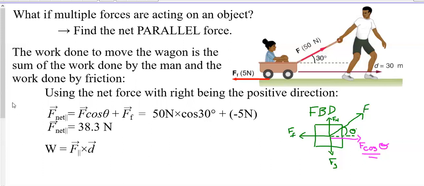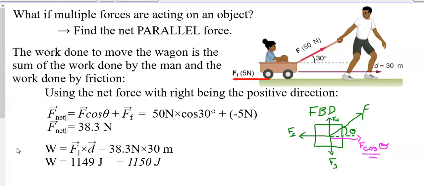If you work it into the work equation, our net force is now parallel. I don't have to worry about multiplying again by some cos of an angle. So this net force is in the x direction only. This wagon's only traveling in the x direction. So I can just take my answer there, my 38.3 newtons, multiplied by the displacement of 30 meters, and that'll give me the exact same result as the other way of doing it. Whichever way you decide you want to do this problem is up to you. Both cases are 100% correct. It's just two different ways of doing the exact same thing.